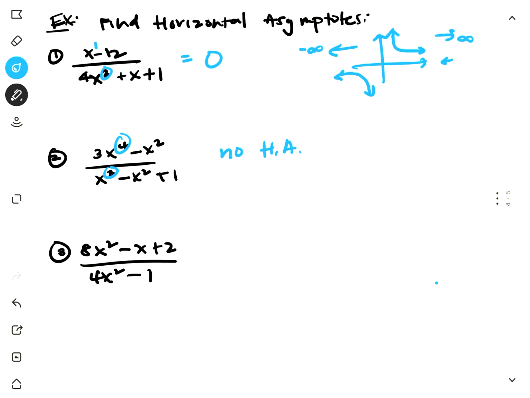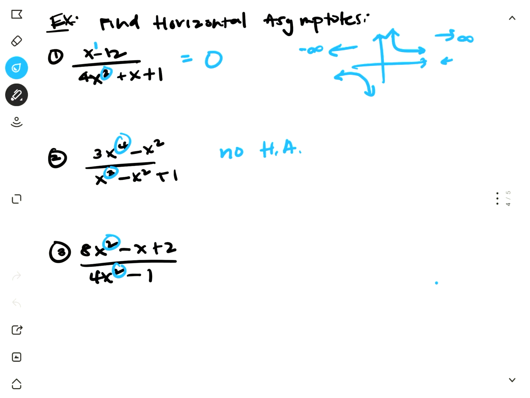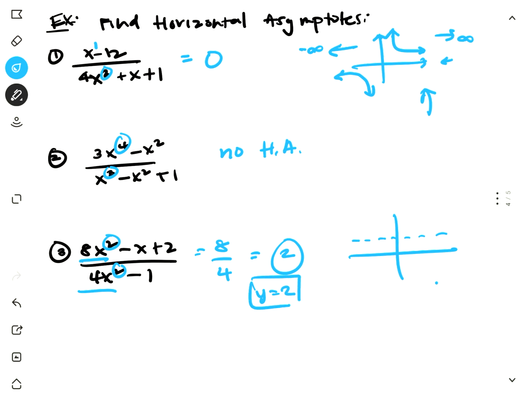And then the last one, the degree is the same. Whoops, I keep going the wrong way. Okay, so if the degree is the same, they're equal, right? We're going to divide leading terms. So we're going to take the biggest term on top, that would be 8. And then we're going to take the leading term on the bottom, 4. So our horizontal asymptote is 2. So it kind of looks like this top one, and we should probably say y equals 2. Y equals 2, right, because it's a line going through the y-axis. It looks the same, except we're headed towards 2 as we go toward negative infinity and positive infinity.